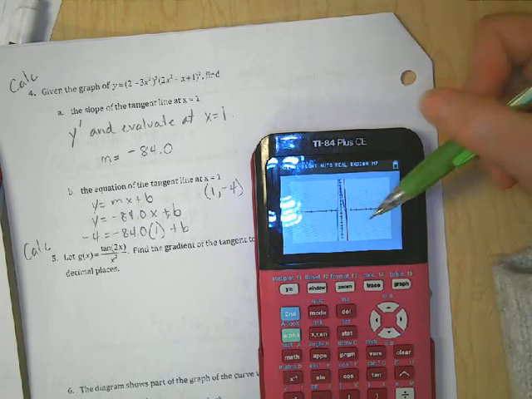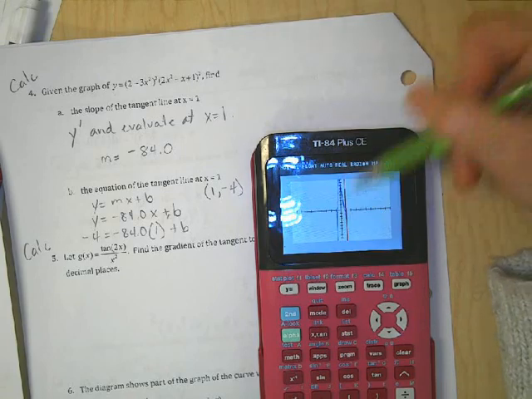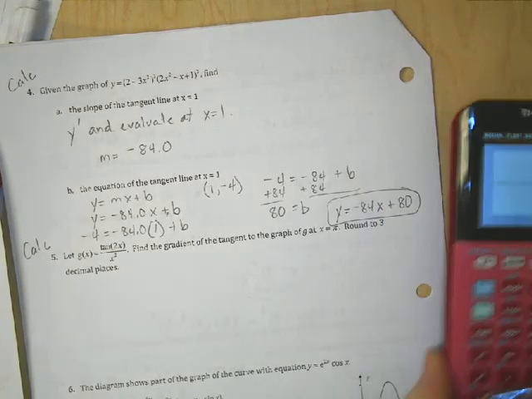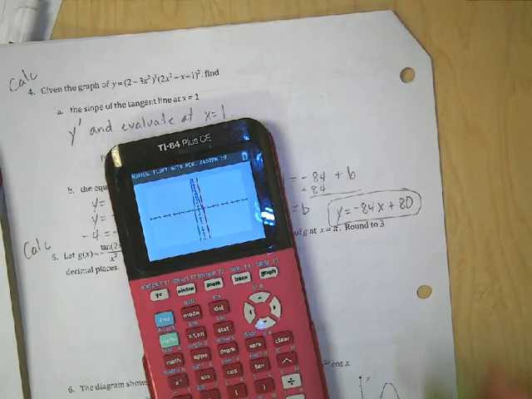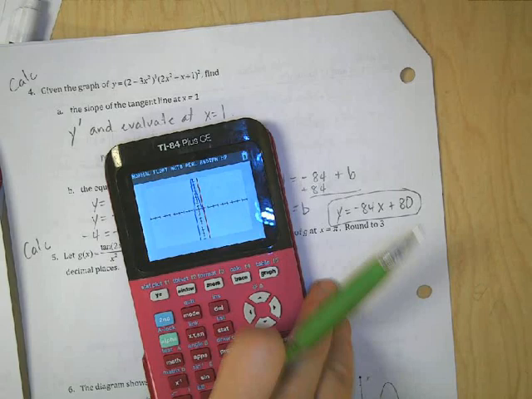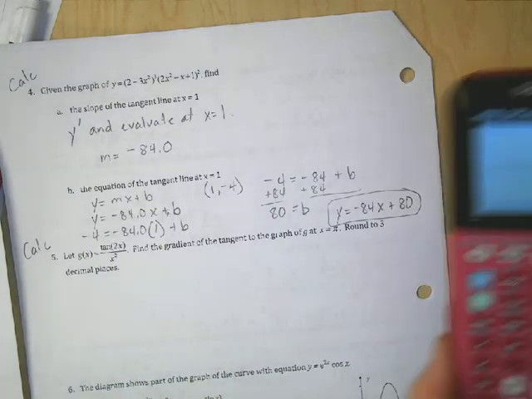So there it is. It's practically vertical, okay? A slope of negative 84, that's over 1, down 84. So that's an incredibly vertical type line. So, yep, looks good. All right, and it looks like it's tangent to the curve.